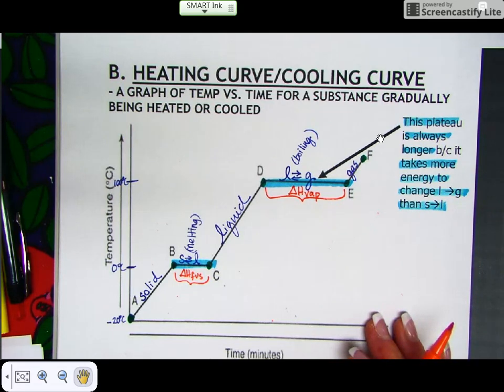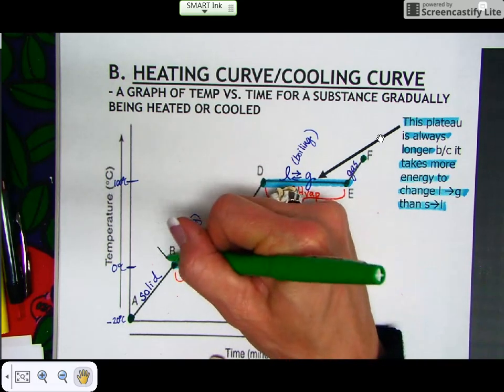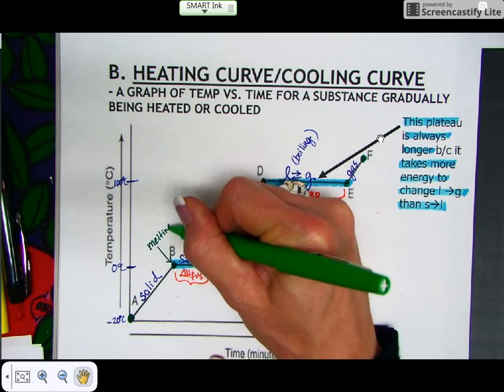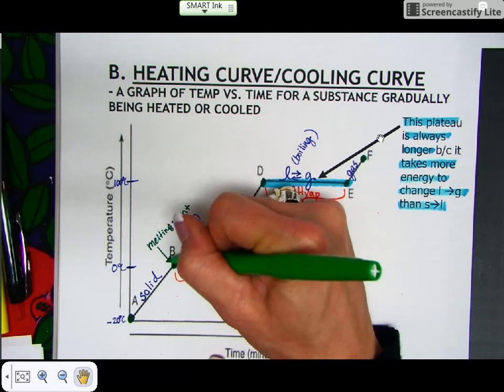All right. And finally, let's label a few of the points. I said that the melting point on your graph is point B. So this is considered the melting point, because that's when the solid would start to melt.